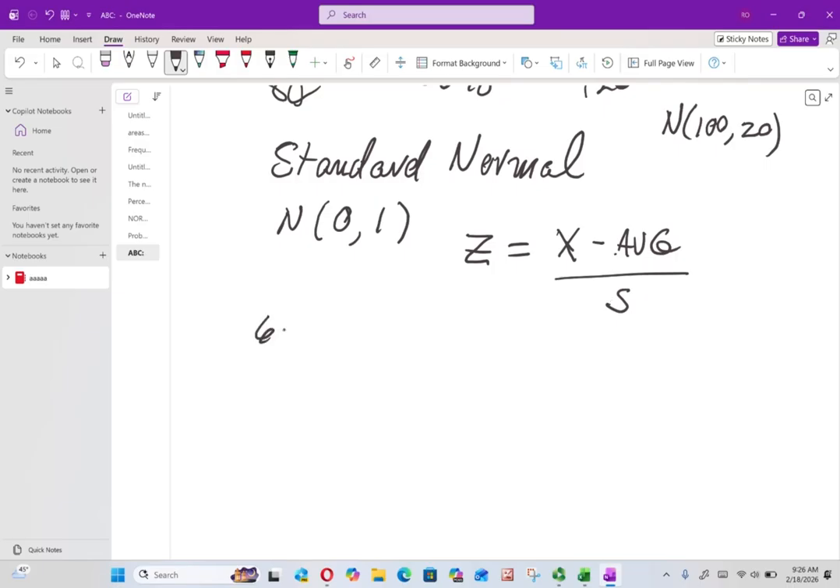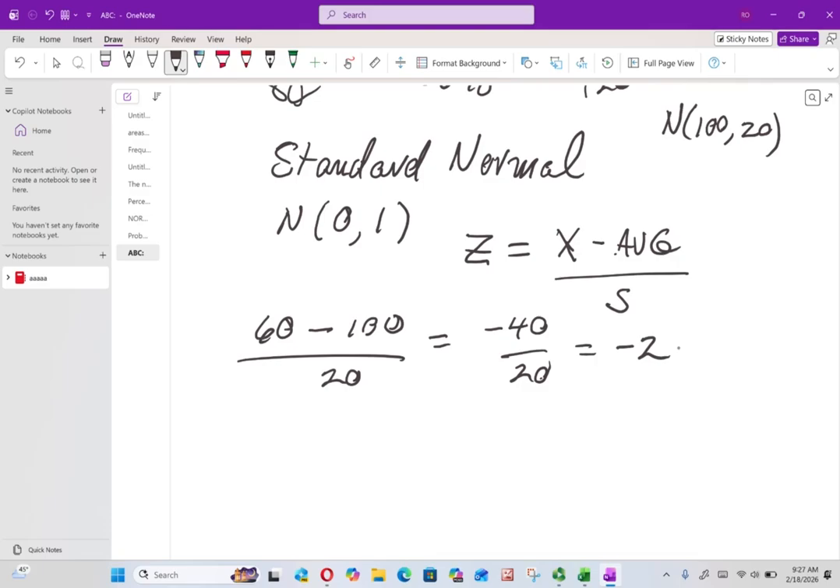So if I have 60, that's the low end of the 95% minus the average. I divide it by the standard deviation. And that's 2 standard deviations below the average. The standard normal is always measured in standard deviations. And this is where the empirical rule comes from. 2 standard deviations down to 2 standard deviations up is 95%.